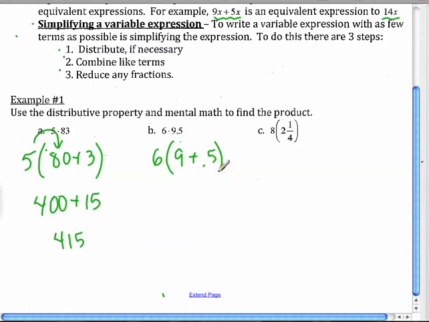Okay. And then, Taro, help me out with the first one. What's 6 times 9? 54. Okay. And then what's 6 times a half, Jordan? 3. So 54 plus 3 is 57.